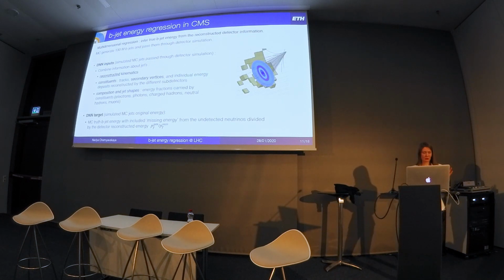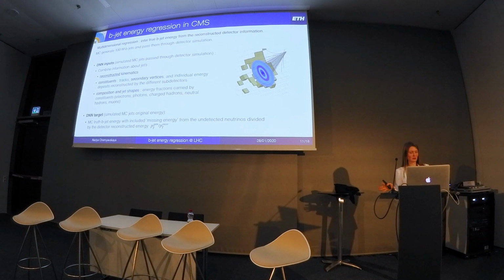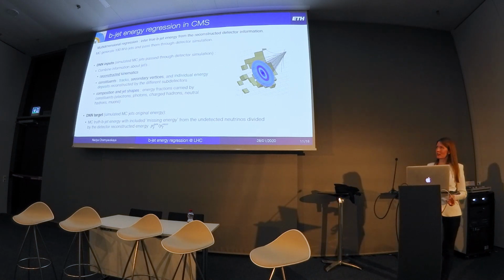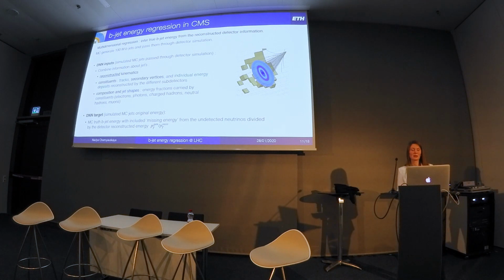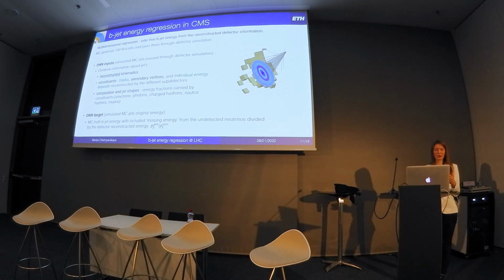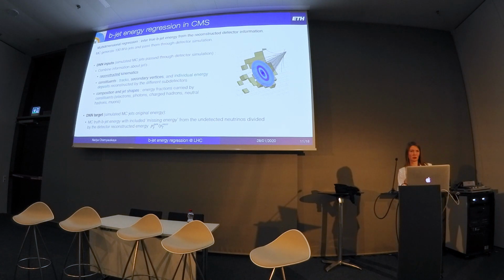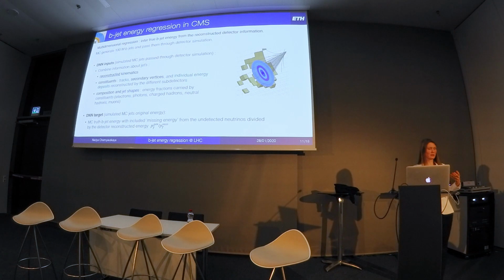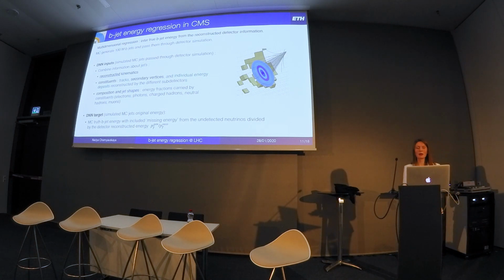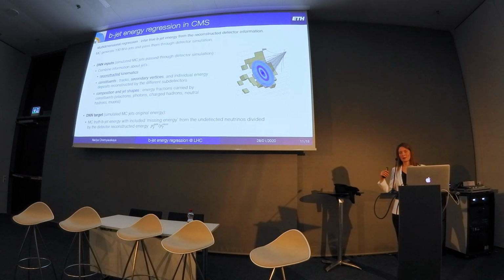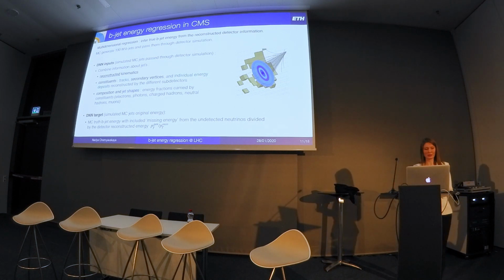So the idea is we're trying to infer the true energy from the reconstructed detector information. We first generate a very large set of B-jets, 100 million B-jets, and then we pass them through the detector simulation. Why do we do this? Because this way we can have both pieces of information: the true information at the generator level, where we have the true energy of the B-jet, including all of these escaping particles that we can't detect, and also all of the reconstructed information that we can actually get from our detectors.